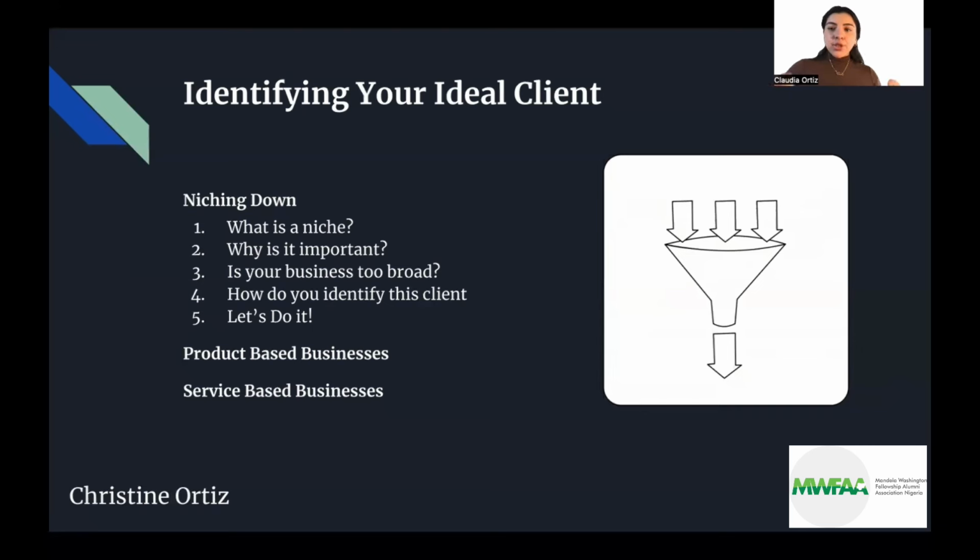So when your business is too broad, you can't really target a specific bliss point or pain point that your customer may have. And so the Instagram algorithm might decide that you're a little too broad, right? You don't really relate to a specific demographic.